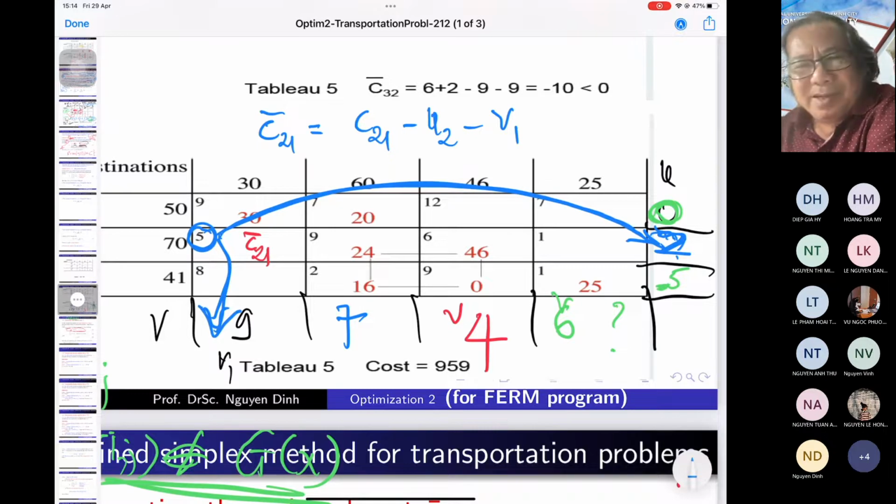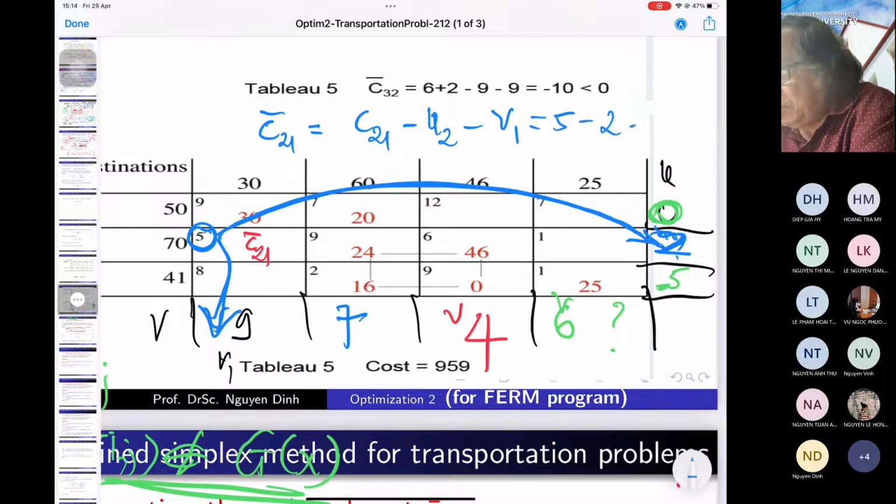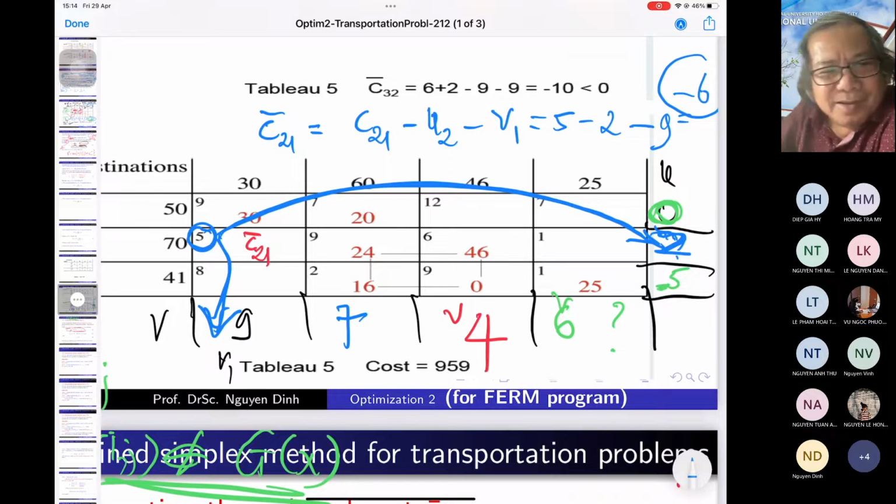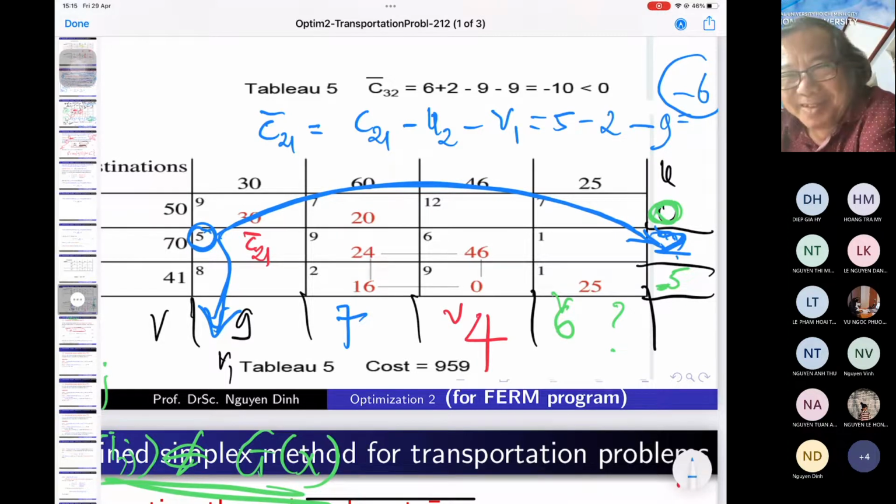So it's equal to 5 minus 2 minus 9, and then it's equal to 11 minus 6. See? Very easy. Okay. Now, we find out C bar 1, 3. Tell me, C bar 1, 3 is what? 12 minus 0 minus 4, and it is 8.